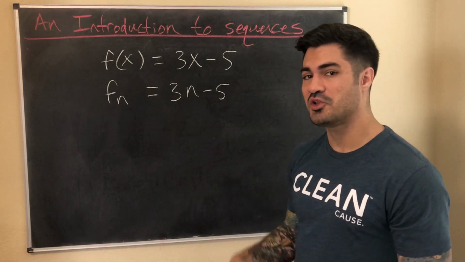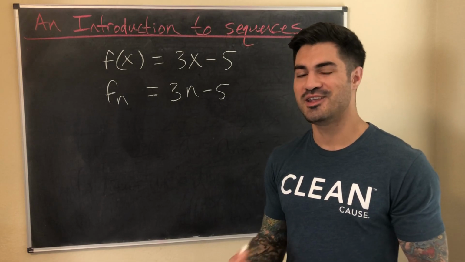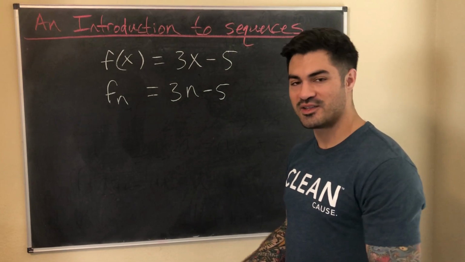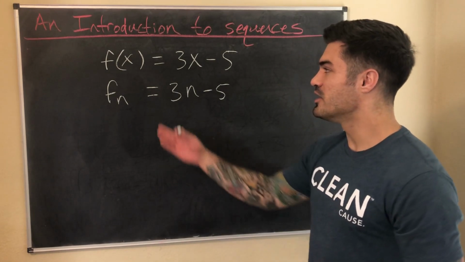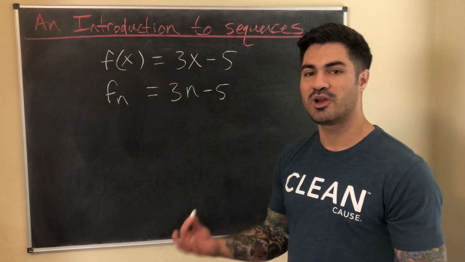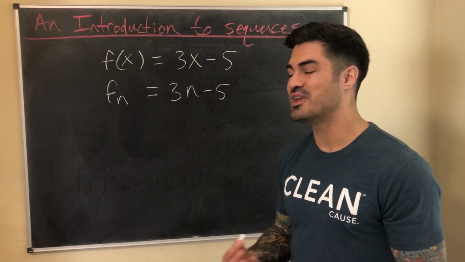Well, the sequence is still a function, but it's a function that has a domain of only the positive integers. So the counting numbers, essentially, 1, 2, 3, 4, etc., and so on, right? So with this function, I can plug in 1/2, I can plug in pi, I can plug whatever I want in, whereas the sequence, it's only defined on those positive integers.